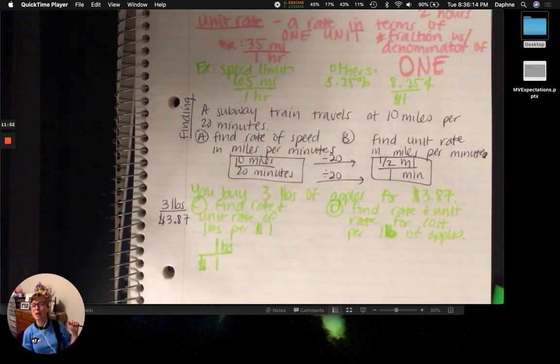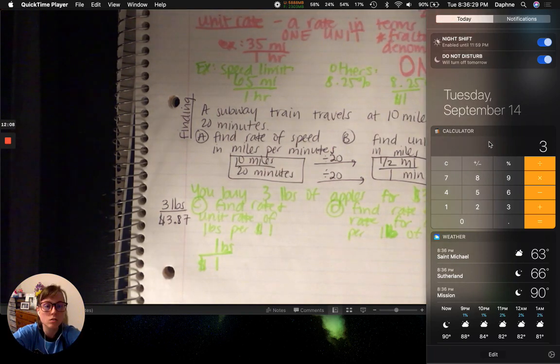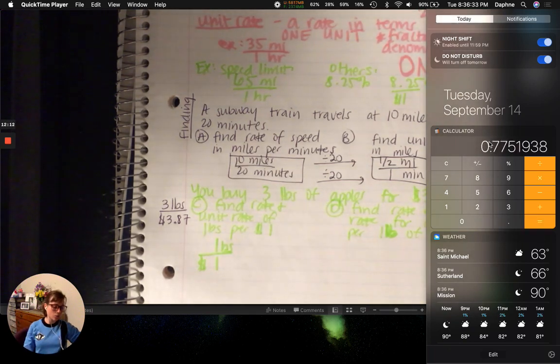Now, we are dealing with money. I'm okay with using a calculator here just because of money and decimals. I'm not going to know what 3 divided by $3.87 is, so I am going to use my calculator here. And so I'm going to do 3 divided by $3.87. Hit enter.